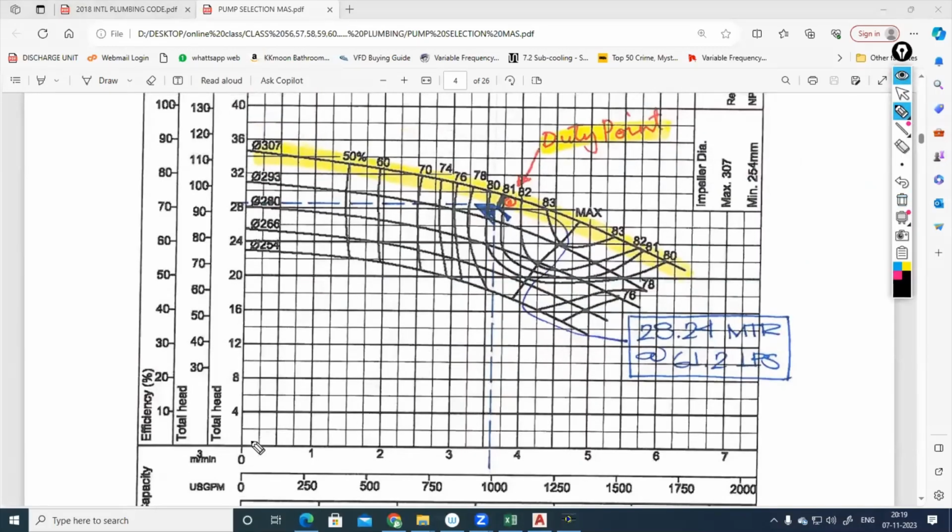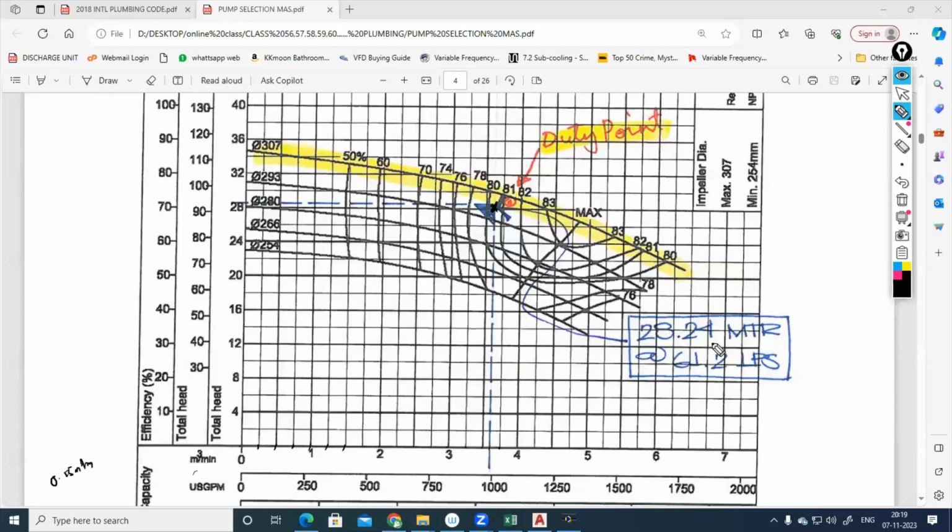Here you can see 0, 0.25, 0.5, 0.75, 1, 1.25, 1.5, so the difference is 0.25 meter cube per minute. We need about 3.7, correct? 3.67. So this is 3, 3.25, 3.5, 3.75, and 3.67 is somewhere here. From this point, you can make a straight line that will coincide here.